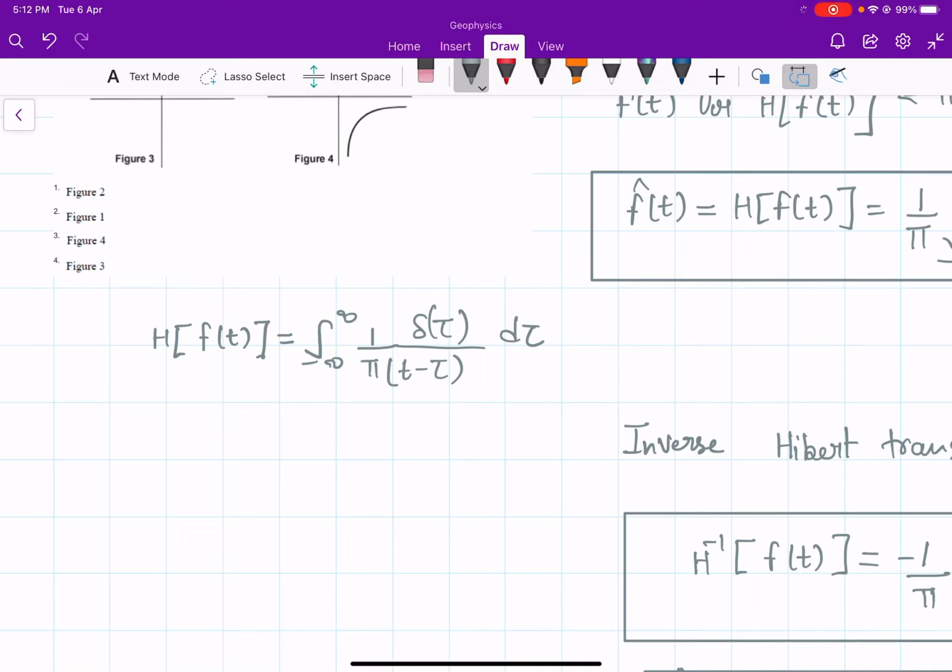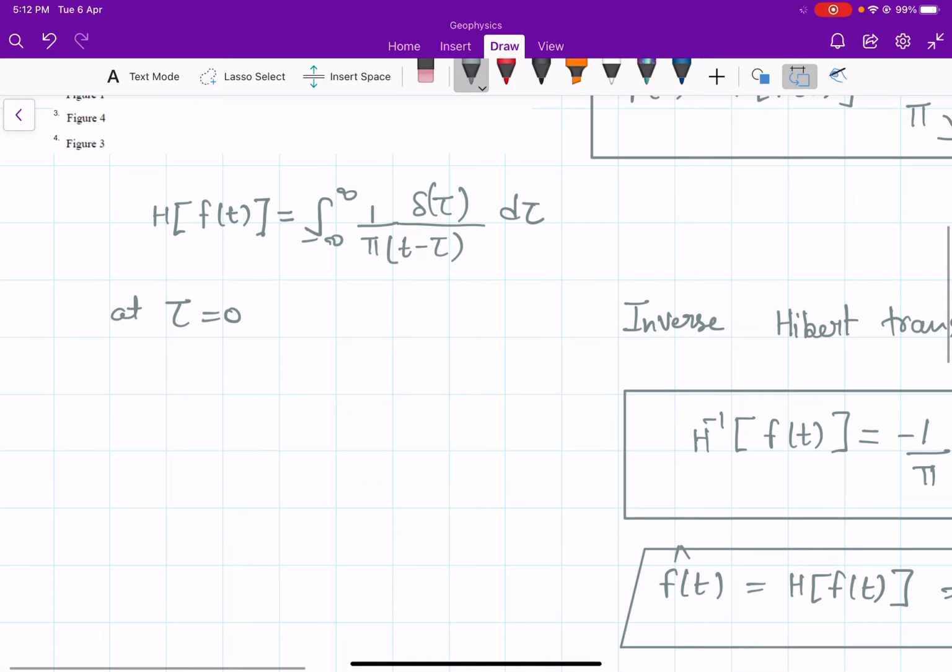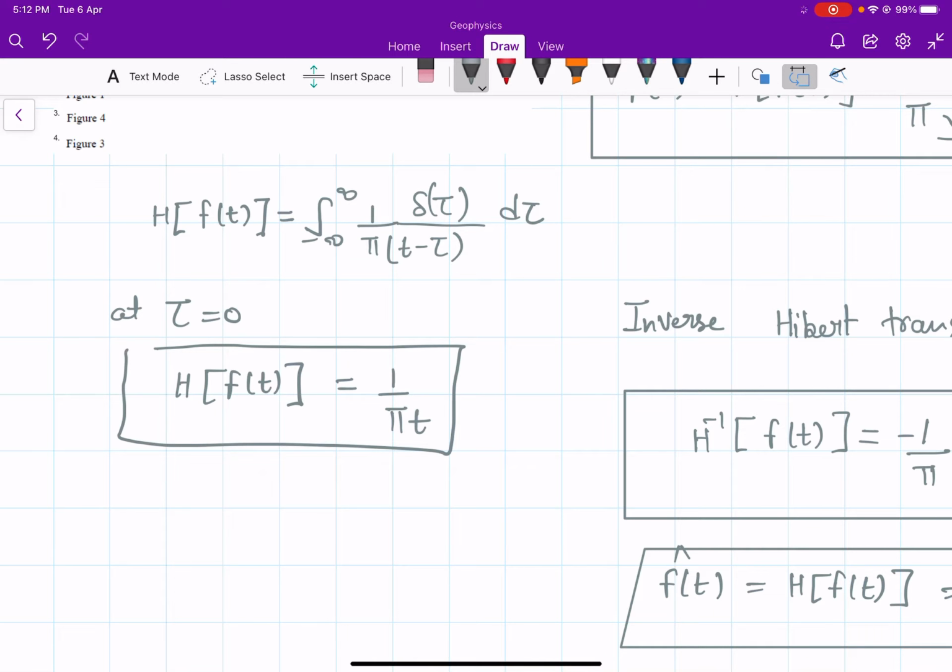From the impulse operation, the impulse exists at tau equal to 0. So the above expression will give 1 over pi t. This is the result for the Hilbert transformation of the Dirac delta function.